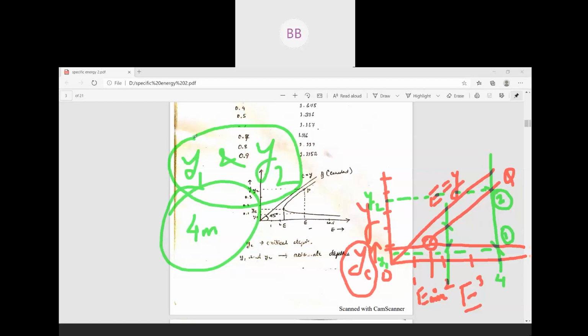Then what is alternate depth? Alternate depths are the depths at which we have the same specific energy.